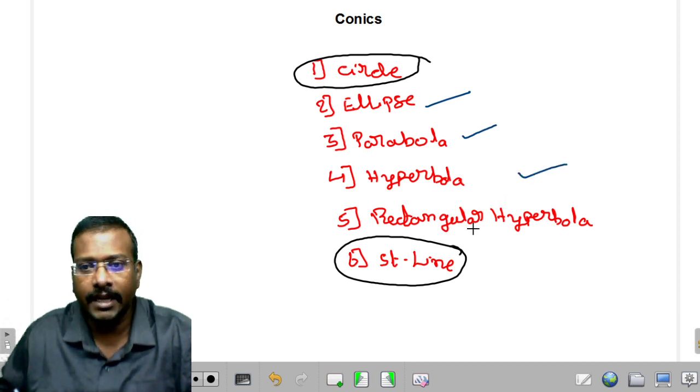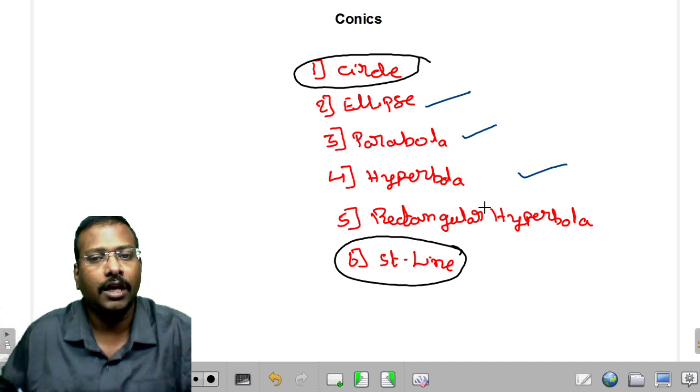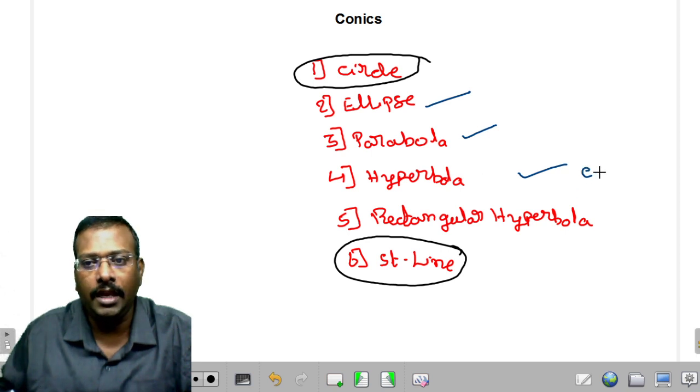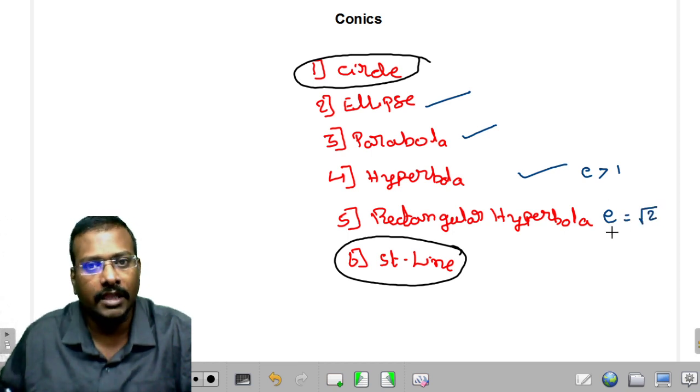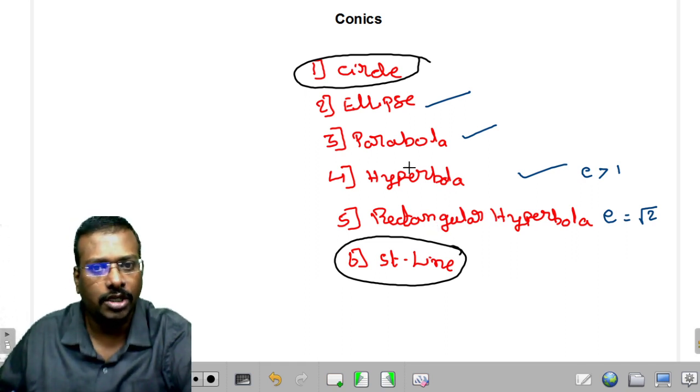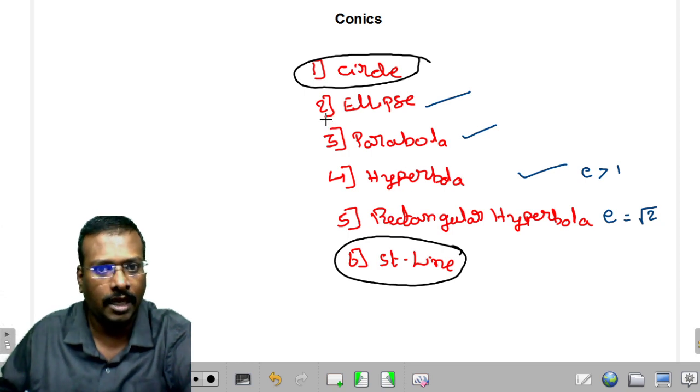Sir, what about rectangular hyperbola? Whatever procedures we are going to apply for hyperbola, the same will be applicable to rectangular hyperbola. The only difference is for hyperbola, e is greater than 1, whereas for rectangular hyperbola, e is equal to root 2. Directly we can take this value, and if you apply the procedure, we can get the rectangular hyperbola shape. Now what are the different methods to construct these conics, especially ellipse, parabola and hyperbola?